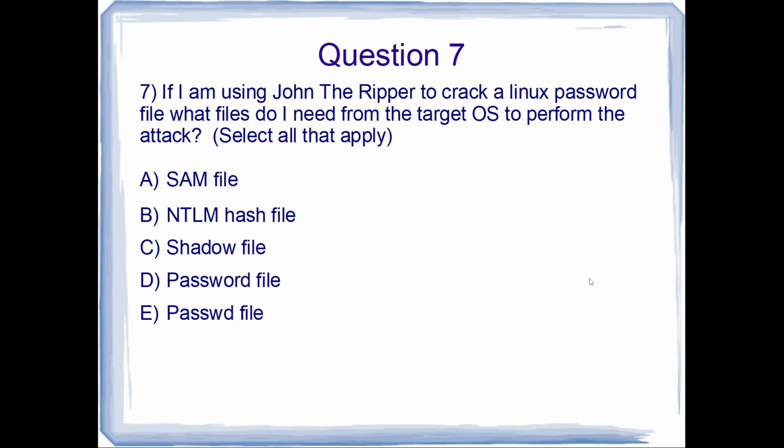Question number 7. If I'm using John the Ripper to crack a Linux password file, what files do I need from the target OS to perform the attack? Would that be the SAM file, the NTLM hash file, the shadow file, the password file, or the passwd file?